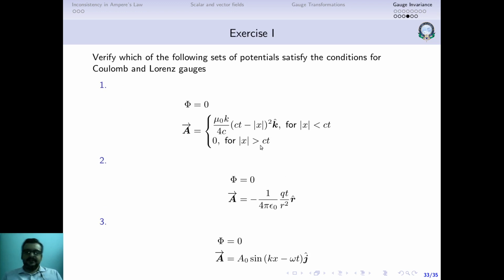But if the divergence of A is not 0, then you have to further check whether the Coulomb gauge condition is satisfied or not. If the Coulomb gauge is satisfied as well as the Lorentz gauge, then you can say that both the Lorentz and the Coulomb gauge are satisfied. And it is also possible that they need not satisfy any of these gauge conditions. Just do this as an exercise. Verify which gauges these 3 sets of potentials belong to, or whether they belong to any of these gauges or not.